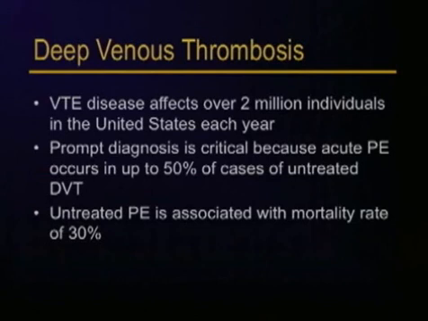A little bit about deep venous thrombosis. It affects over 2 million individuals in the United States each year, and diagnosis is critical because acute pulmonary embolism occurs in up to 50% of cases of untreated DVT. It's also associated with a mortality rate of 30%.